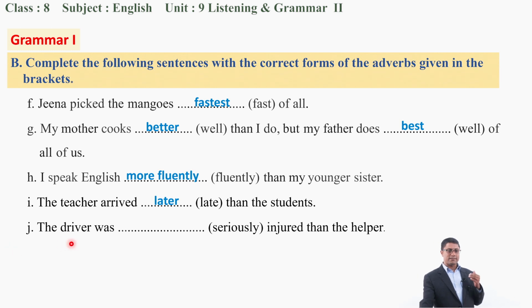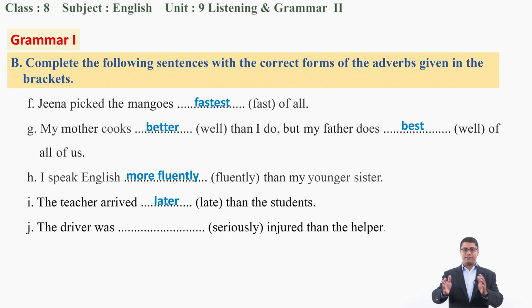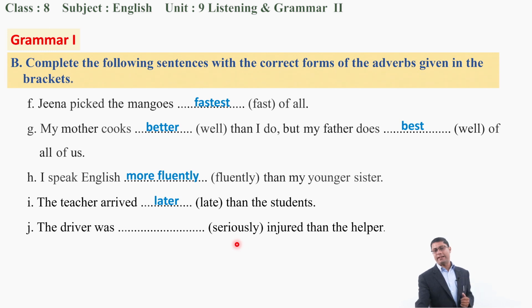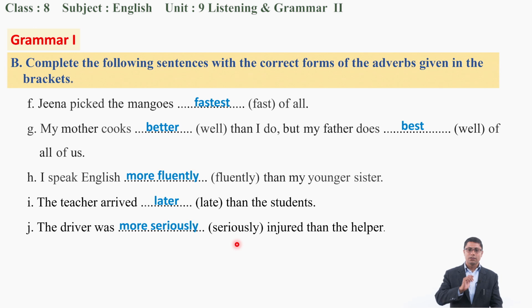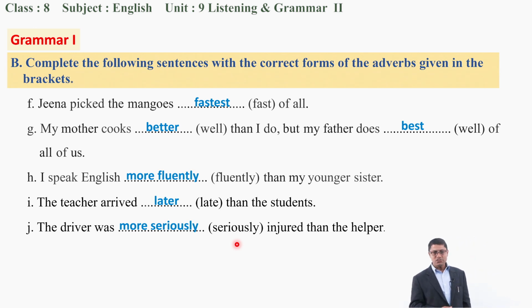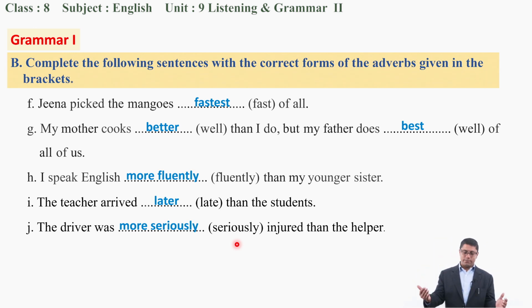Okay, dear students, look at the last sentence there. The driver was seriously injured than the helper. So again there is a comparison between two, the driver and the helper. That's why we are going to use the comparative form. Very good. So what's the comparative form of the adverb seriously then? Very good. More seriously. So more seriously will be your answer. Okay, students, you did very well.